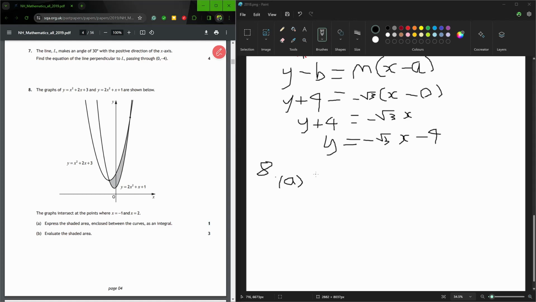So I'm going to write shaded area. I'm going to abbreviate it as SA, so it should only take up one line. So remember, when you're doing an integral of a specific shaded area, the limits of that integral will be the points that you're calculating the shaded area over. It won't be an indefinite integral, it will be a definite integral.